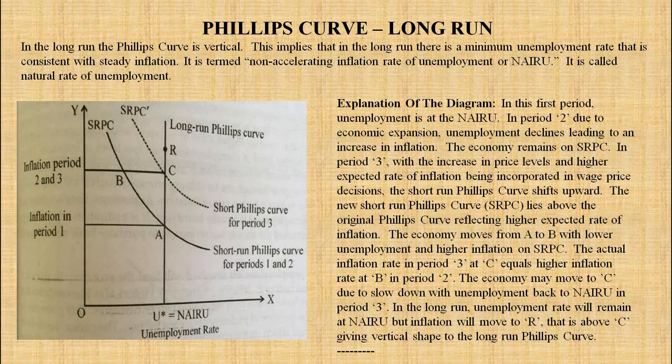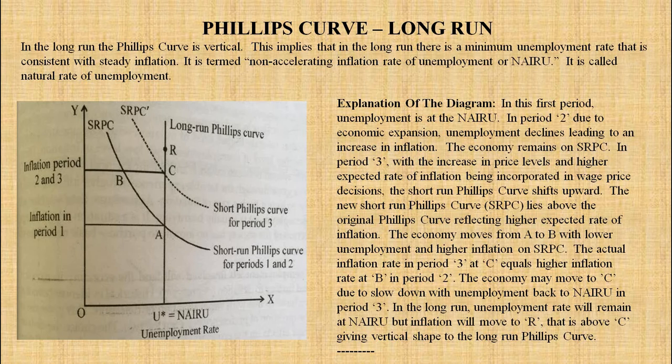In the long run, the unemployment rate will remain at NAIRU, but inflation will move to R. This is inflation going up. It moves to R, which is above C, giving a vertical shape to the long run Phillips curve. This is the long run Phillips curve. This is the short run Phillips curve for periods 1 and 2, and this is the new short run Phillips curve. Here inflation is rising from C to R. This is the explanation of the Phillips curve in the long run.